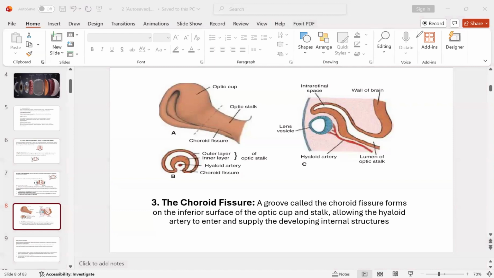So now let's talk about the choroid fissure. Choroid fissure is a groove which is present on the inferior aspect of the optic cup and the optic stalk. This is the choroid fissure, and its significance is that it allows the hyaloid artery to enter in front of the optic cup and supply the lens vesicle, or to supply the developing internal structures which are present in front of the optic cup. So this is the developing internal structure in this case.